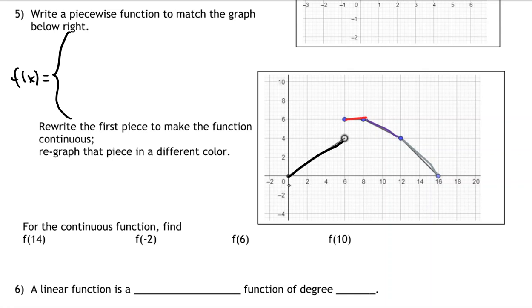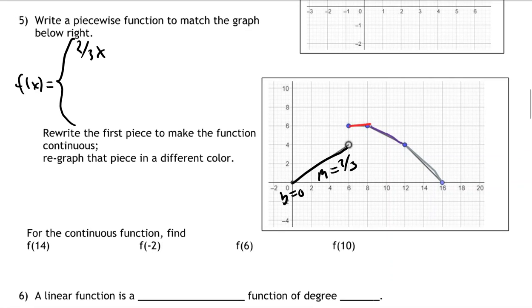So I can see this guy has a y-intercept of 0 and a slope of 4/6, which reduces to 2/3. So I can do mx plus b. Since b is 0, of course we don't need to put that. And the next one is a horizontal line. It always has a y value of 6. And we've got the third one.